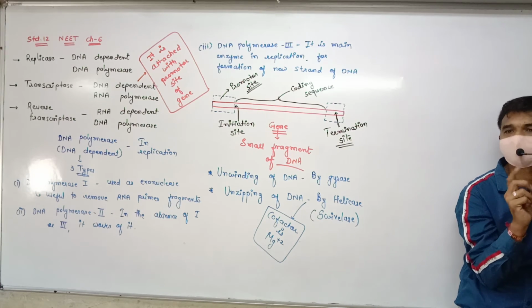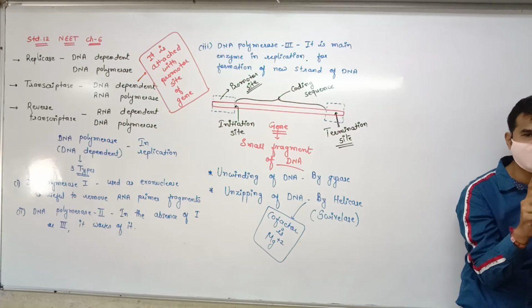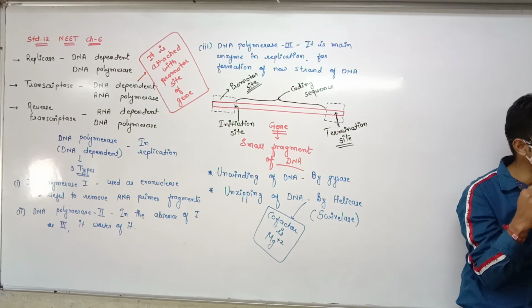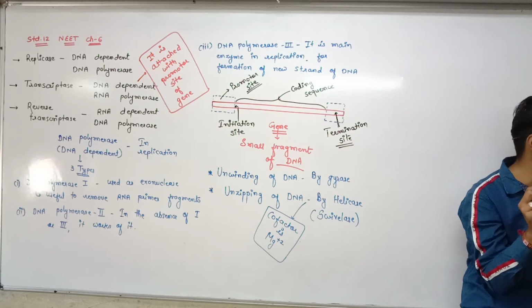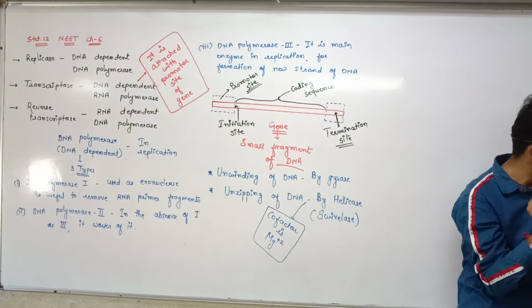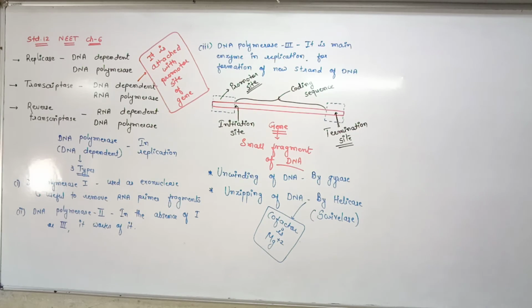So the leading strand is the continuous one. It is in the direction of 5' to 3'. The lagging strand is also in the 5' to 3' direction, but it is the discontinuous one. Okay, so this is the unzipping or unwinding enzyme, helicase, the gyrase.